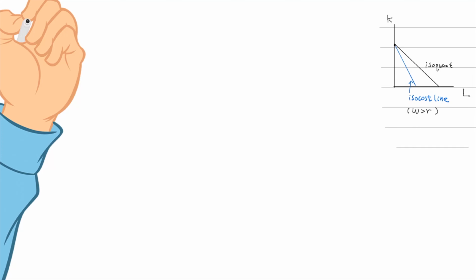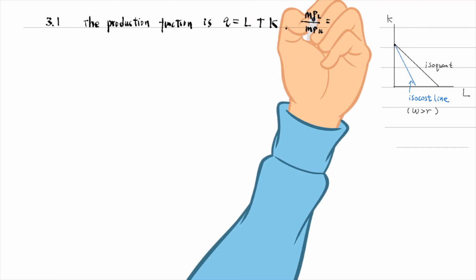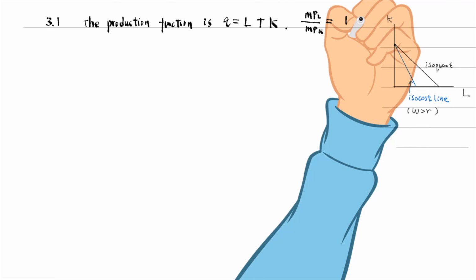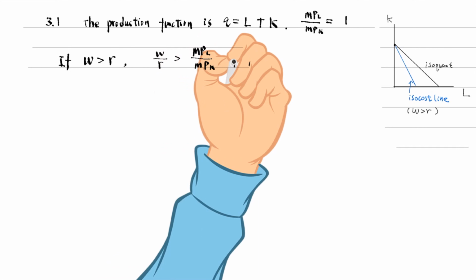For the linear production function, the slope of the isoquant equals the ratio of the marginal product of labor to the marginal product of capital. It is 1. We compare the slope of the isocost lines and the slope of the isoquant. The slope of the isocost lines is the factor price ratio, W/R. If the wage rate is greater than the capital price, then the isocost lines are steeper than the isoquant.